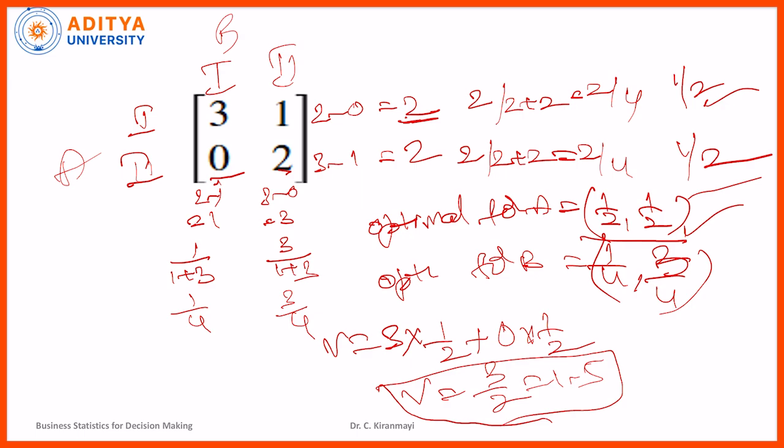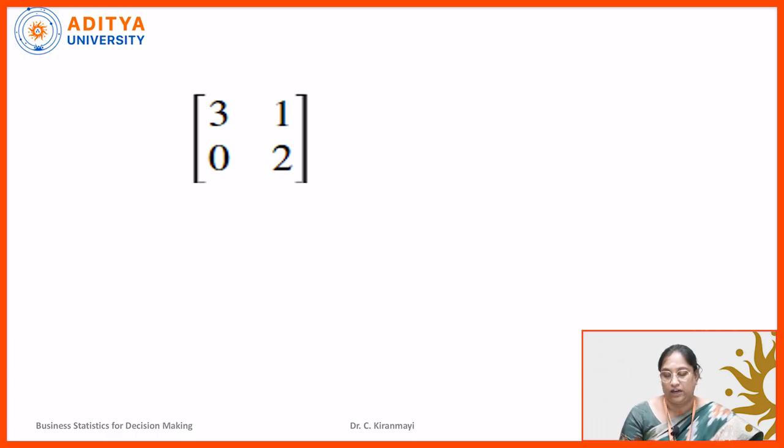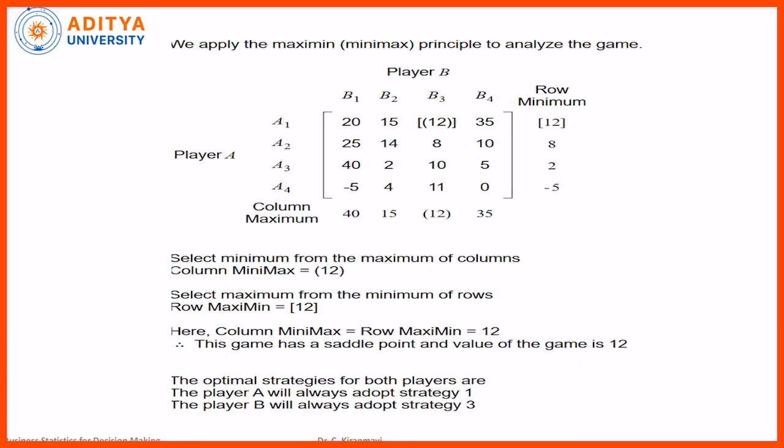And we can understand, if the value of the game is 0, we can say that the game is a zero sum game, it is a fair game. But here the value of the game is not equal to 0. Therefore, the game is not a fair game. So, this is how we can understand what kind of game the players are playing. And so, till now we have discussed how to solve 2 by 2 games.